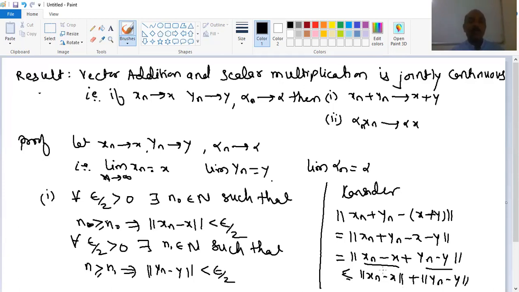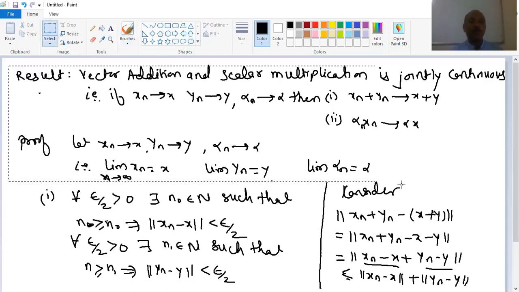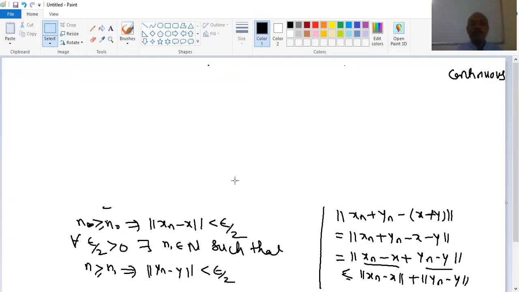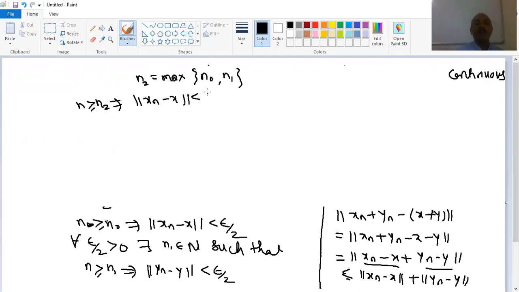And now consider here, take n2 as the maximum of n0 and n1, so that n greater than or equal to n2 implies norm of xn minus x less than epsilon by 2 and norm of yn minus y less than epsilon by 2.